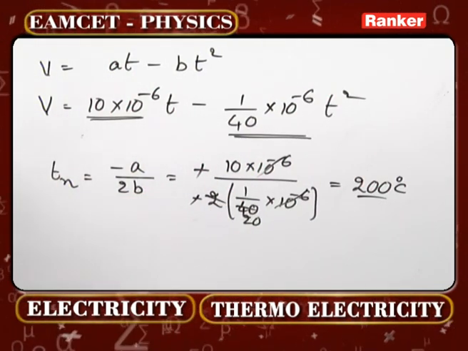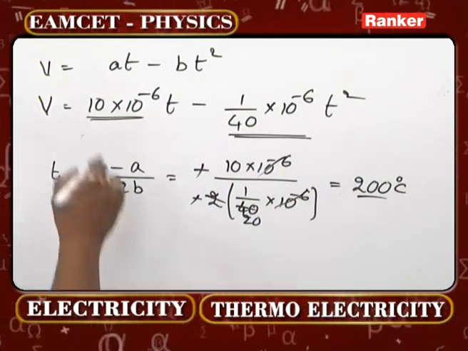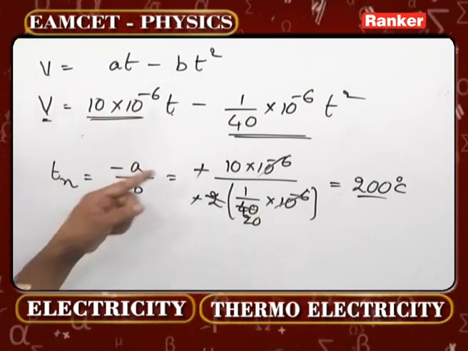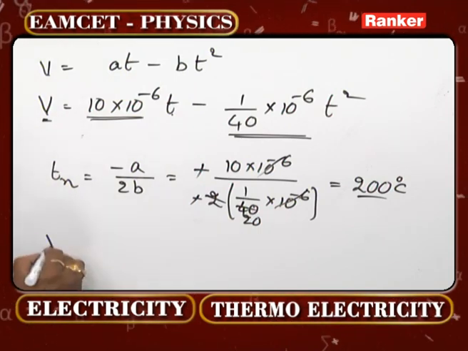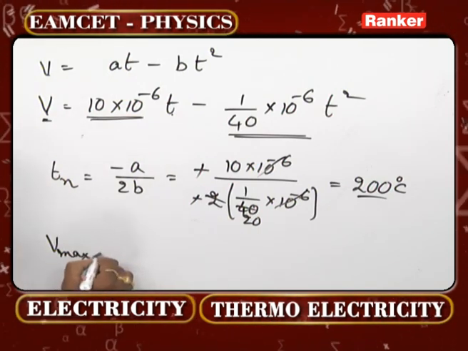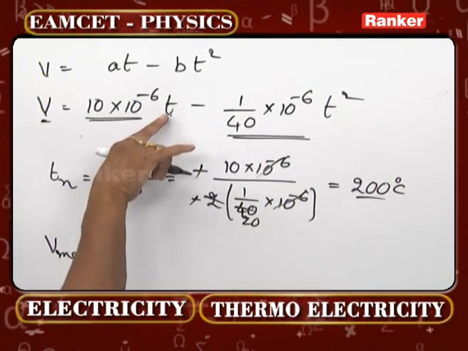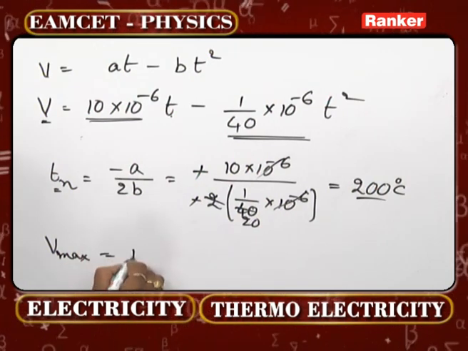But what is the next question? Be careful about maximum value of thermo EMF. When will the EMF be maximum? When this temperature is neutral temperature, then the EMF is going to be maximum. So what will be V maximum? That is the question. Take as it is the given equation, but in place of T, you substitute the value of neutral temperature. So what should we write now?